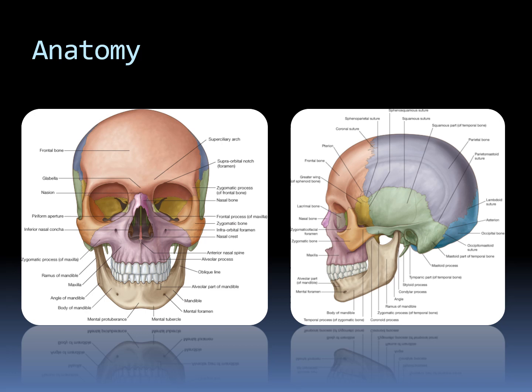This is the frontal and the lateral view of the skull. The skull is composed of many bones, namely your frontal bone, nasal bone, zygomatic bone, the maxillary bone, the mandible, the sphenoid bone, as well as the ethmoid.